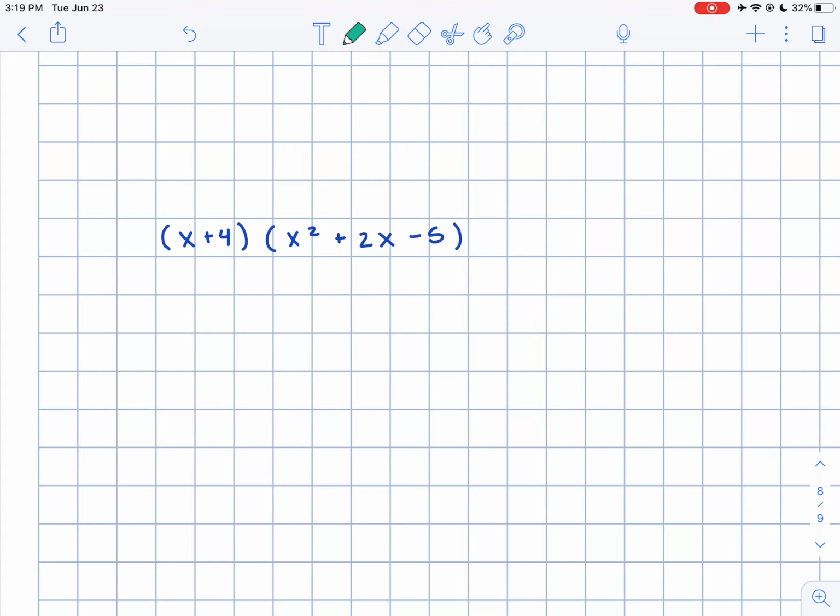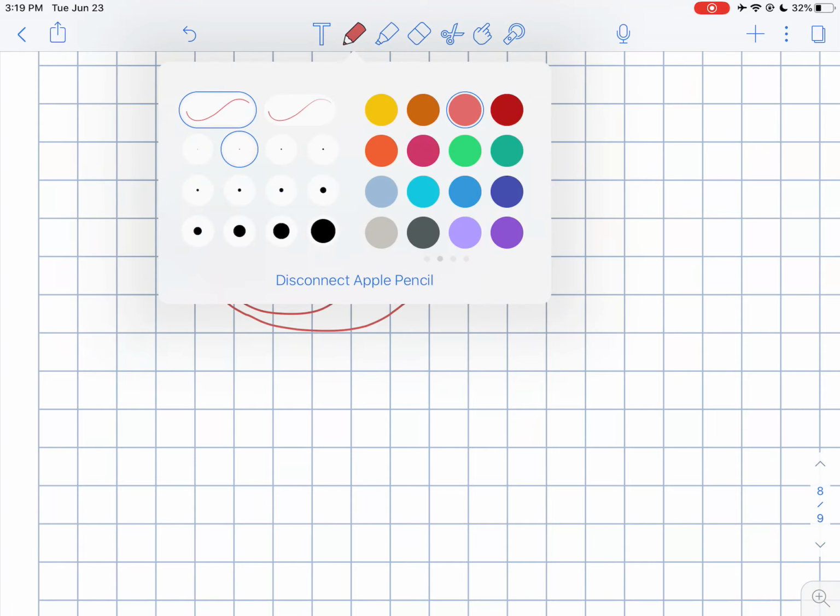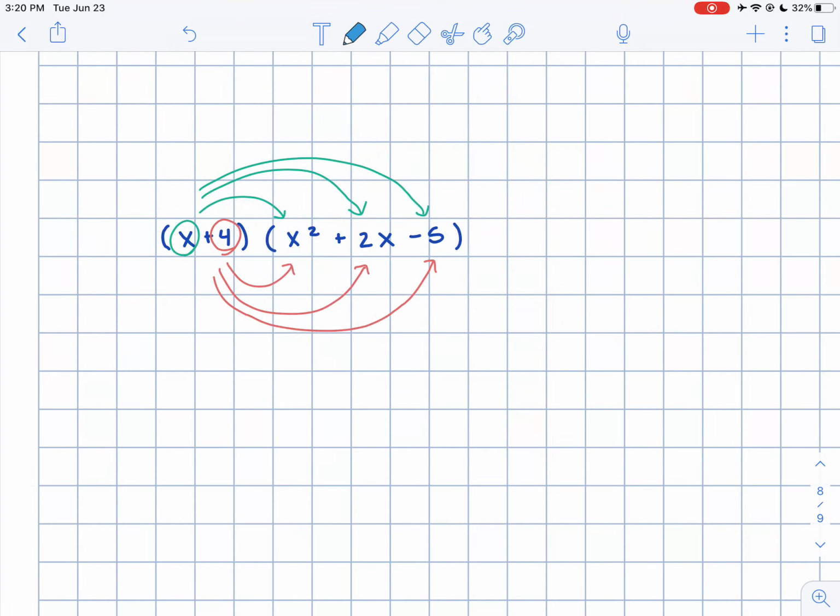Now in Apex, they want you to practice rewriting the expression using the distributive property. So let's see what that means. Just like before, we'd have to take this x and distribute it into all 3 terms. And you'd also have to take this 4 and distribute it into all 3 terms. And you also have to be able to go the other way. Now what does that mean?